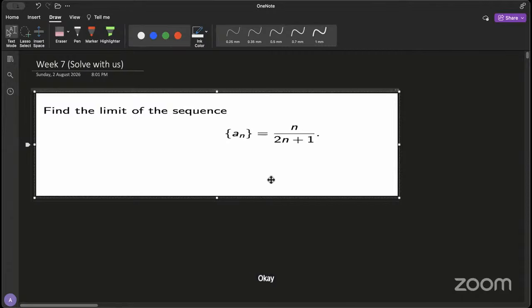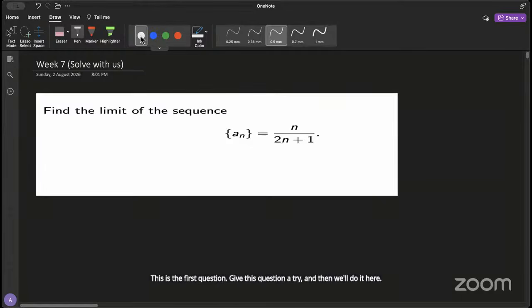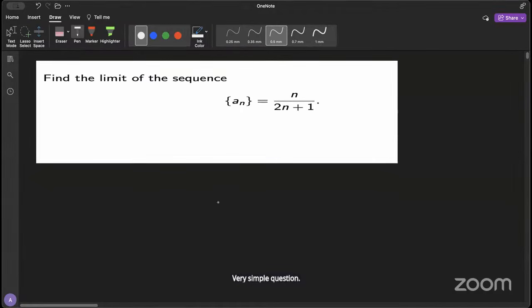Okay, so this is the first question. Give this question a try and then we'll do it here. And actually, let's do it here only because it's a very simple question. So we'll do this one here and you guys can try the other ones. So this question is about the limit of this sequence.